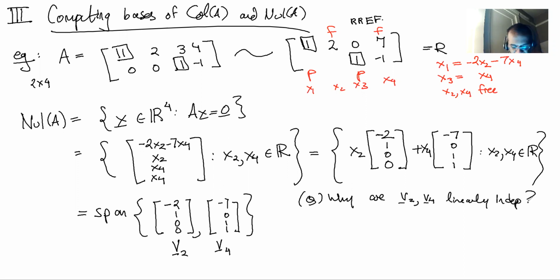To be a basis, you need to be 2 things. You need to span the space and you need to be linearly independent. Why are they linearly independent?